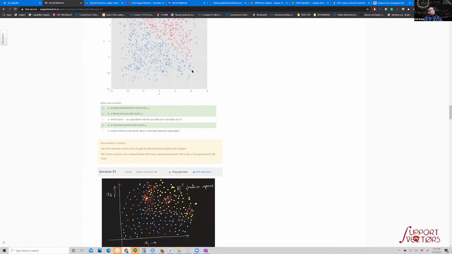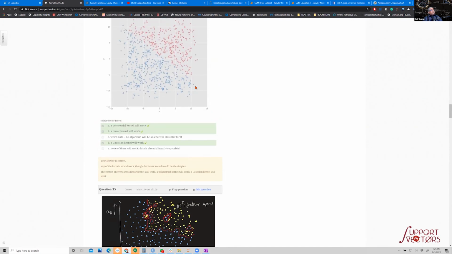So here, which kernels would work? A linear kernel would work or not? This is a linear decision boundary. So the linear will work, of course. A polynomial kernel will also work, because linear is an example of a polynomial, degree 1. Will a Gaussian kernel work? Well, now you're projecting data into infinite dimensional space, but still, yes, it will work. In a simple problem like this, any of these kernels will work.